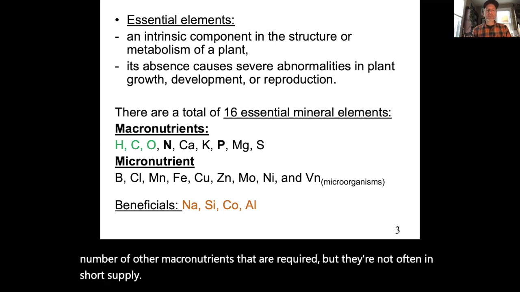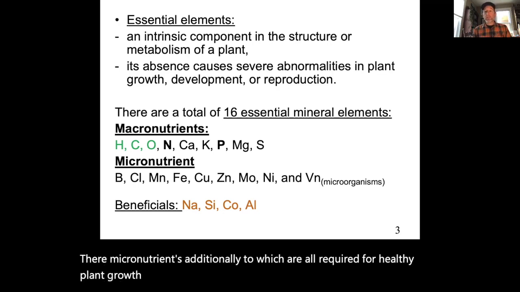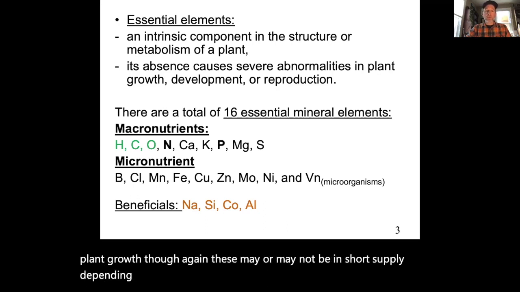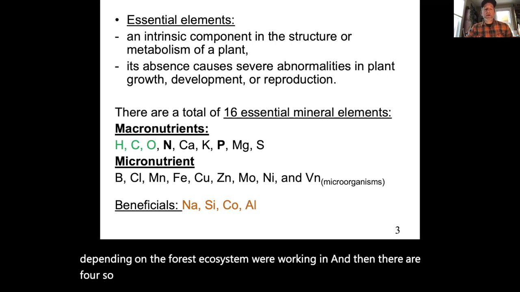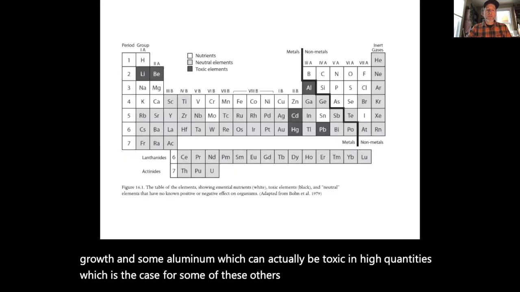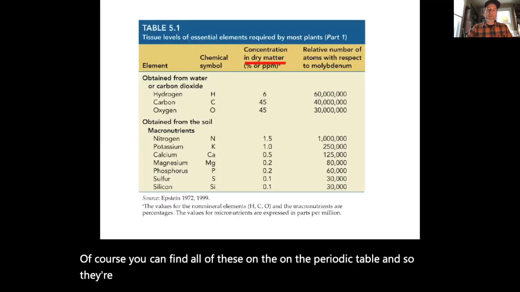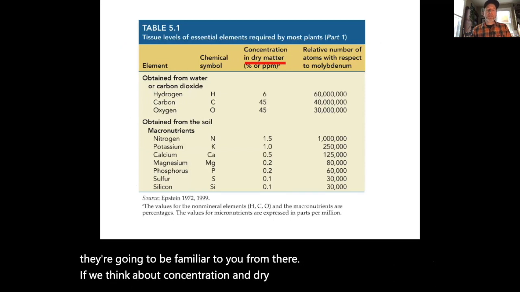There are micronutrients additionally too, which are all required for healthy plant growth, though again, these may or may not be in short supply depending on the forest ecosystem we're working in. And then there are 4 or so other nutrients that are potentially beneficial to plant growth, and some like aluminum, which can actually be toxic in high quantities, which is the case for some of these others too. Of course, you can find all of these on the periodic table, and so they're going to be familiar to you from there.